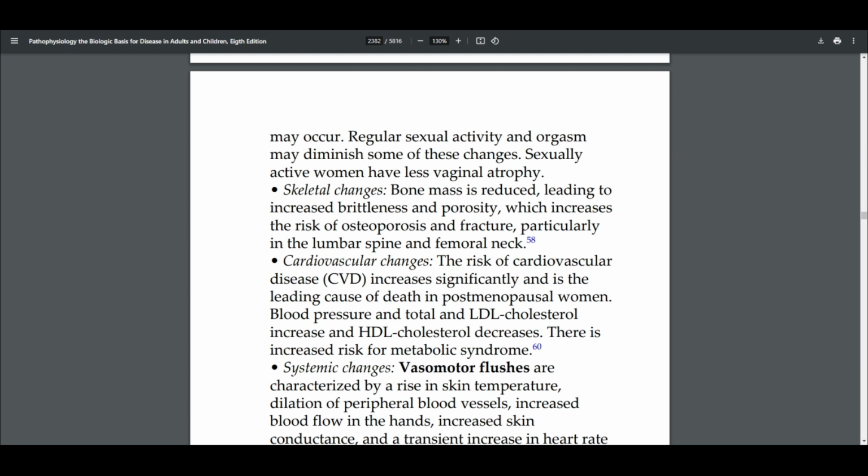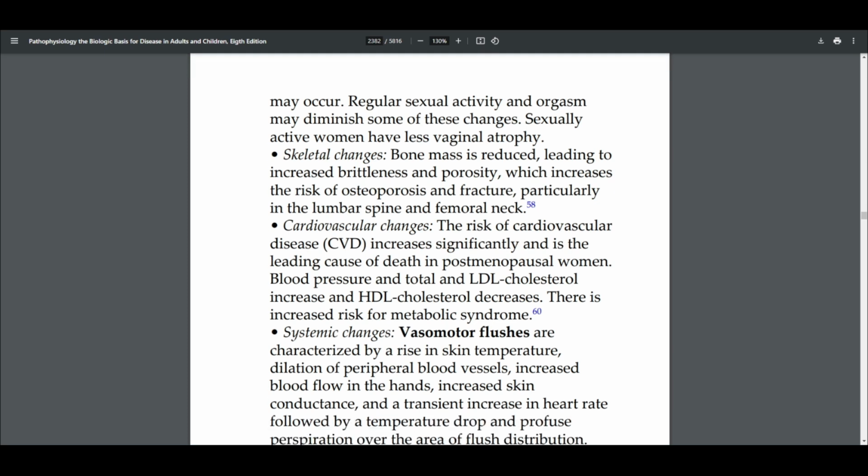Skeletal changes. Bone mass is reduced, leading to increased brittleness and porosity, which increases the risk of osteoporosis and fracture, particularly in the lumbar spine and femoral neck. Cardiovascular changes. The risk of cardiovascular disease increases significantly and is the leading cause of death in postmenopausal women. Blood pressure and total and LDL cholesterol increase, and HDL cholesterol decreases.